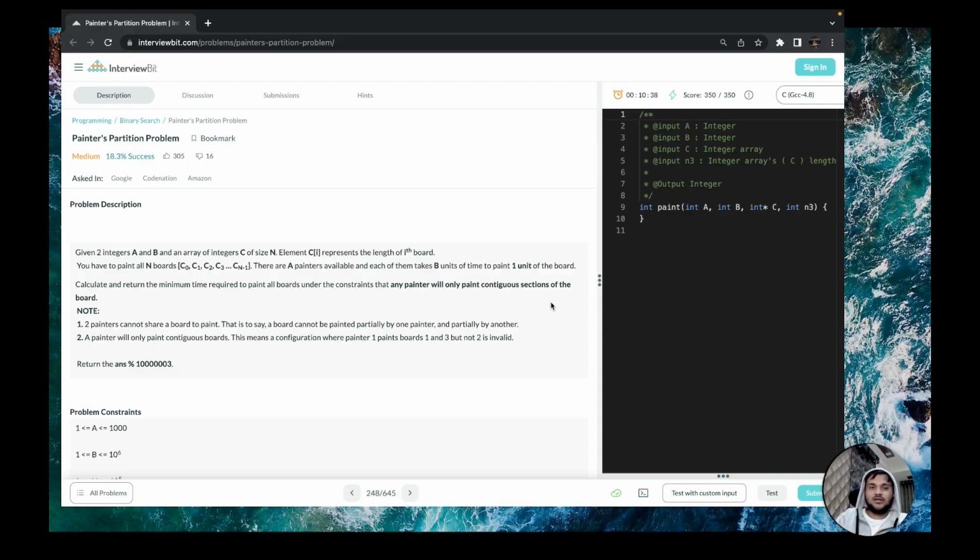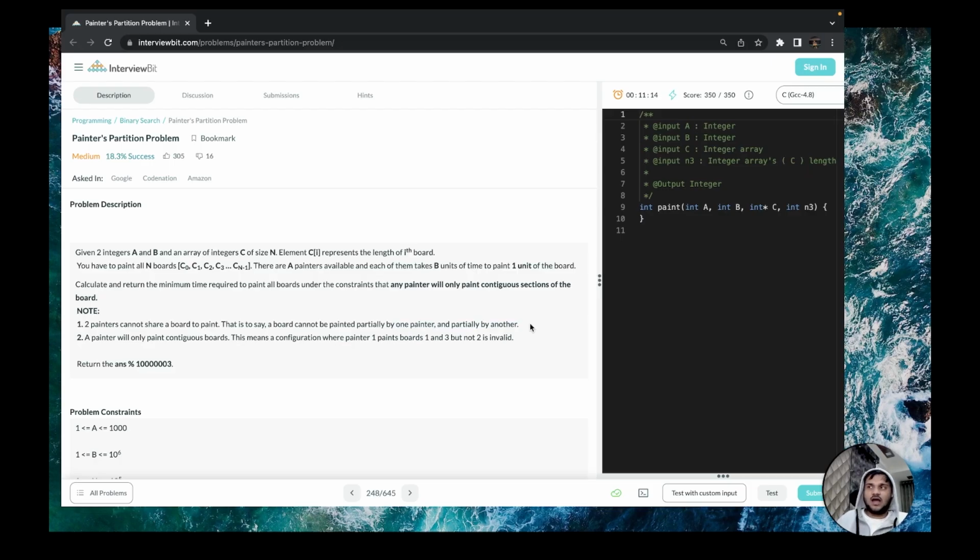So given that you have a painters, you have to calculate the minimum possible time in which you can paint all of the n boards, such that every painter takes b unit of time to complete 1 unit of board. A note here is that two painters cannot share a board to paint. If one board has been allocated to a painter, only that painter can paint that board. That is to say, a board cannot be painted partially by one painter and partially by another.